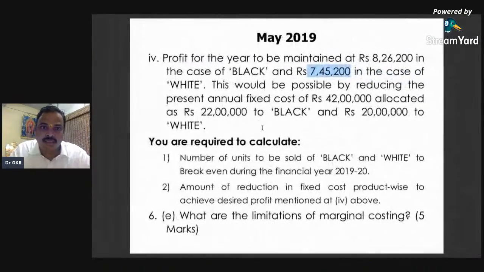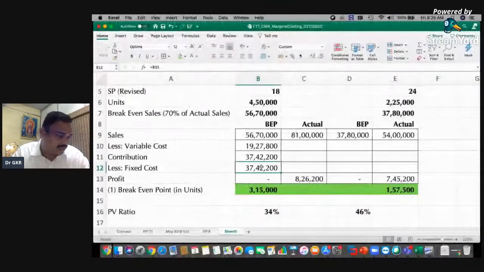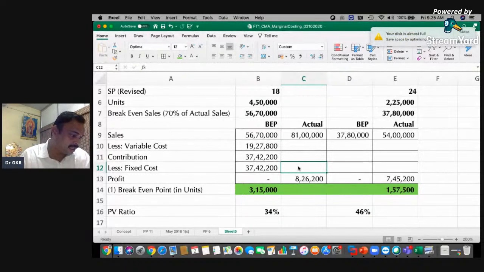What is this? Amount of reduction in fixed cost product-wise to achieve desired profit. If the same fixed cost is there, it is not possible. So, what we need to do is the next one. Let us find out that.